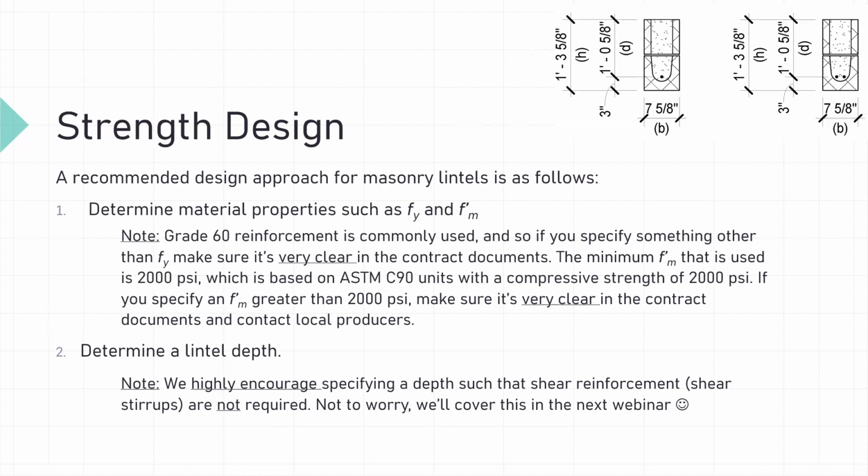The minimum f'm that we're going to use is 2000 psi. If you want to use something greater than that, again, make sure it's very clear in the contract documents. Contact your local producers, get some block test reports, and make sure they actually make what it is you're specifying.